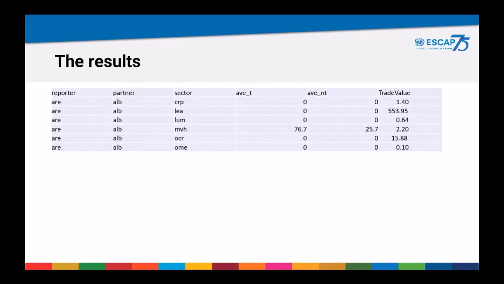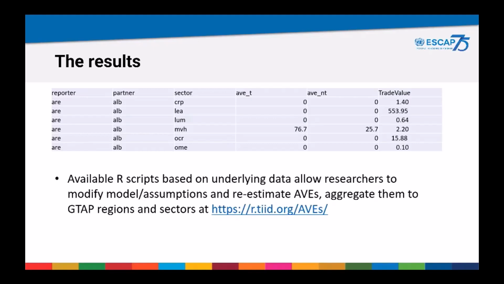The final file that has GTAP aggregation essentially looks like this. You have the reporter, partner, sector. These are, as you can see, GTAP sectors, and we have the AVEs and the technical AVEs and the non-technical AVEs for each of the combinations of reporter, partner, sector, as well as the trade value. So the best part about this whole paper is not really the underlying data set that we come up with, but your ability to estimate it by yourself in absolutely any way you can. And let me show you the script, what it looks like.